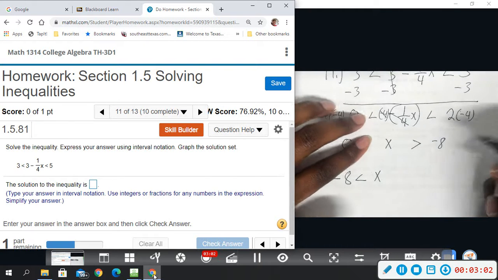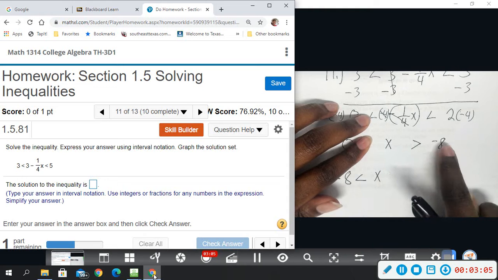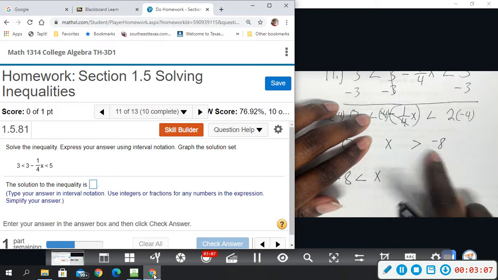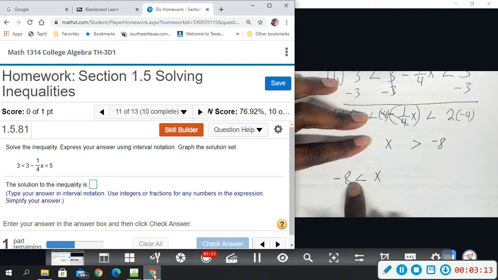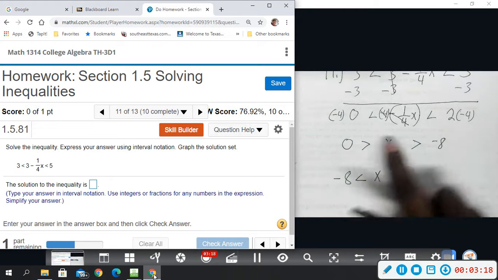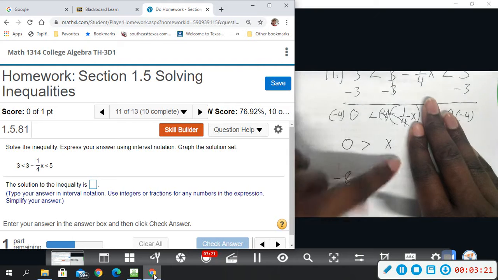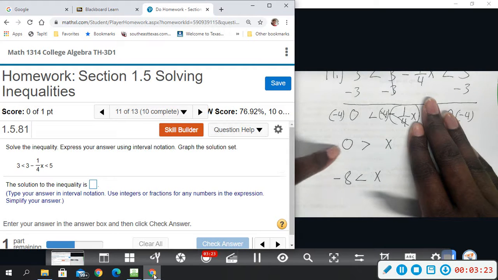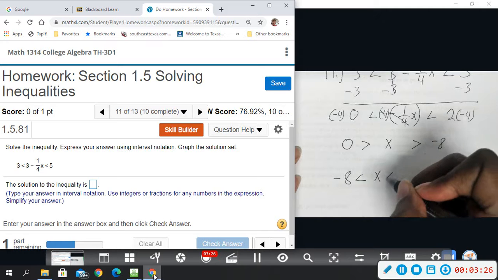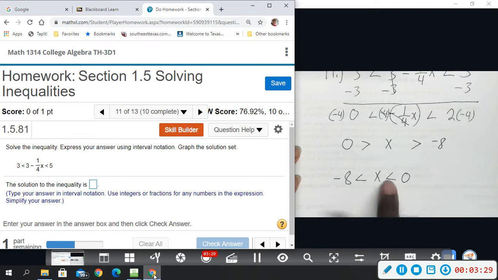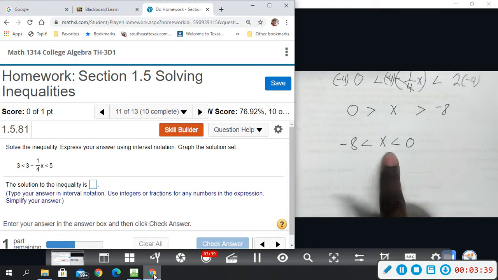Now when you compare x and negative 8, the open mouth was toward the x, the point was toward the 8. Point is toward the 8, open mouth toward the x. So we have not changed anything, we just flipped it around. And in comparison with 0 and x, the point was toward the x, the open mouth was toward the 0. So flipping that around, we keep the equation intact, and we get it in the correct order. If you have to flip it around, just make sure you flip those signs as well.